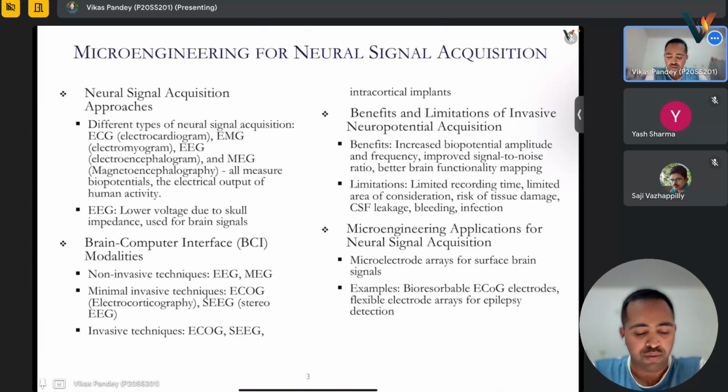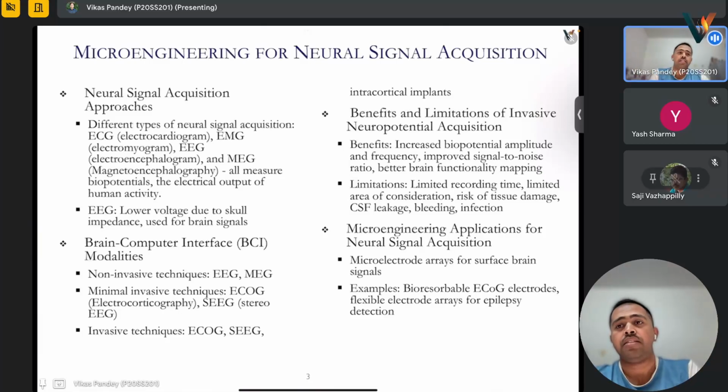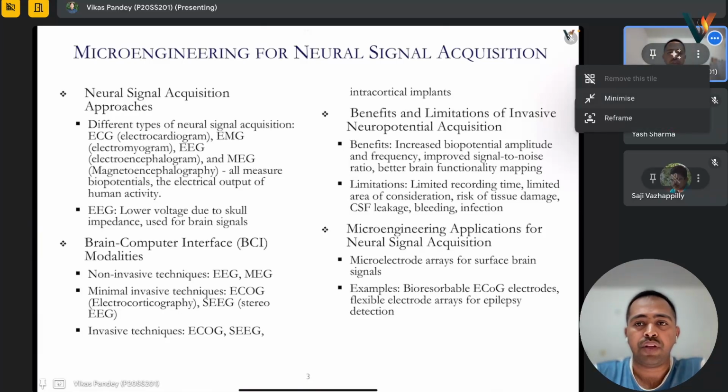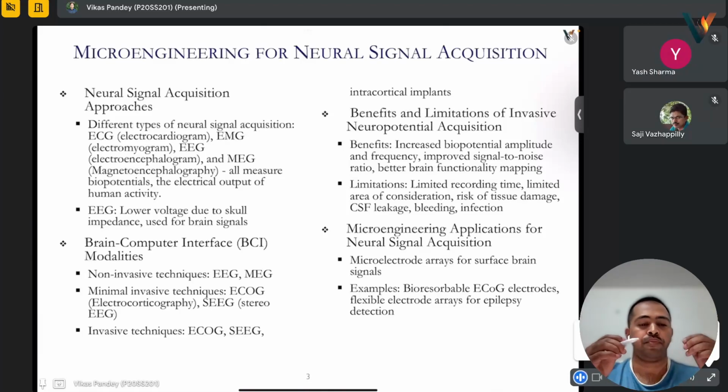In this week we have mainly seen microengineering for neural science acquisition. That means how we are creating the small devices, like we studied about stimulating signals and all. So how we are creating such devices from which we are able to take out the signal from our neurons or from our brain.